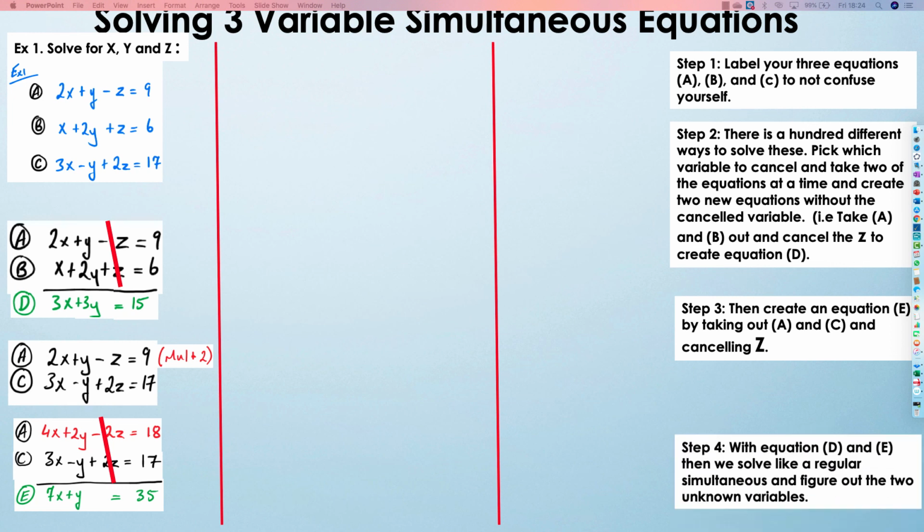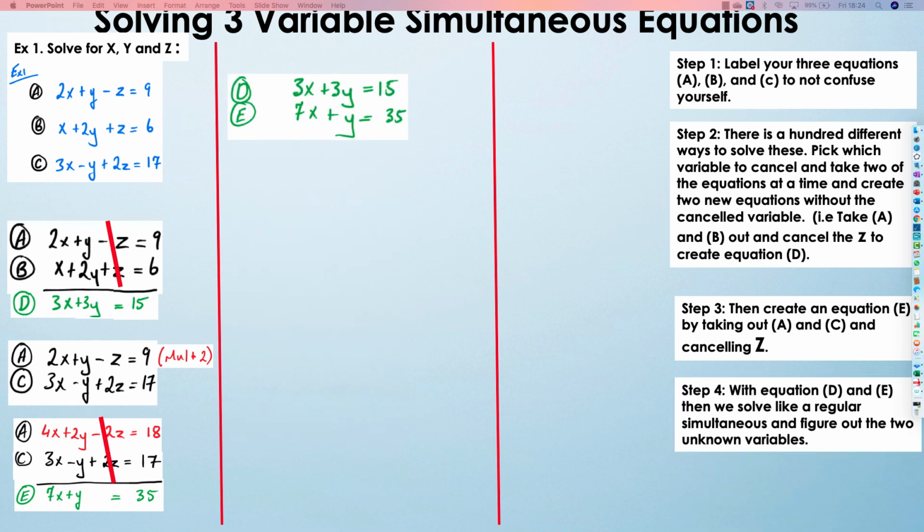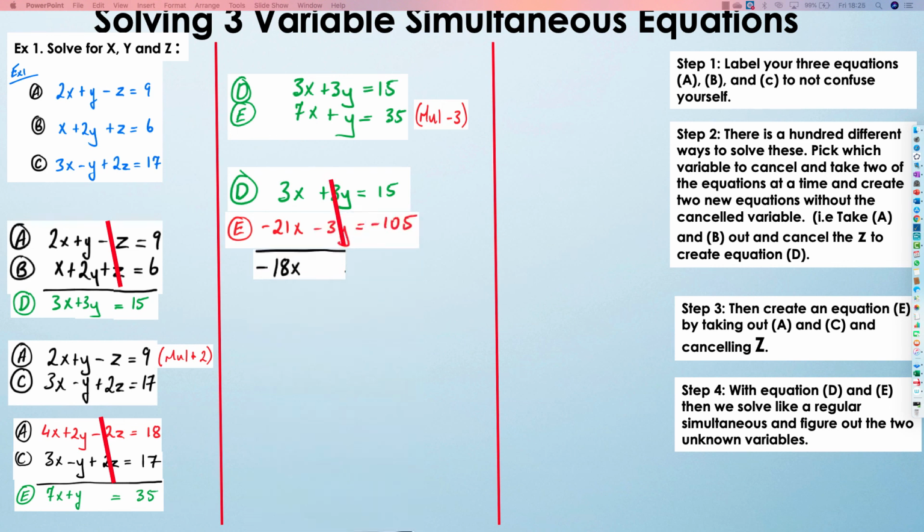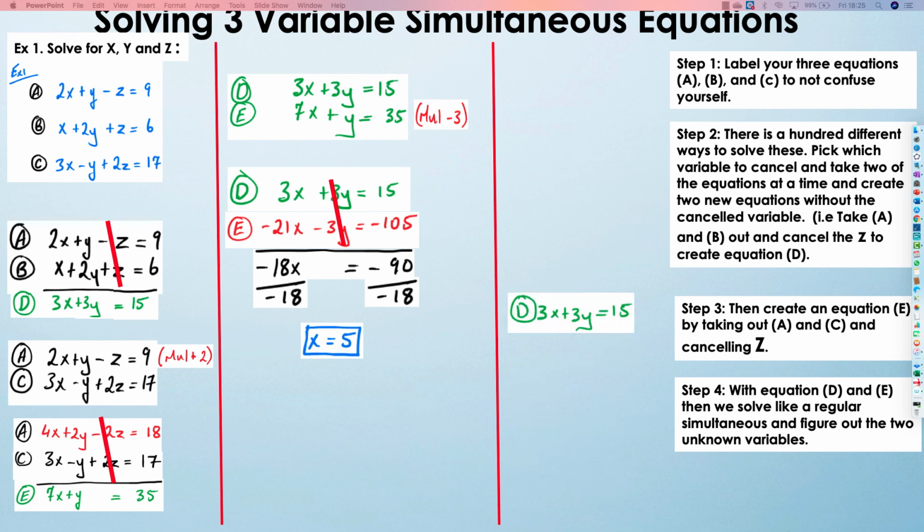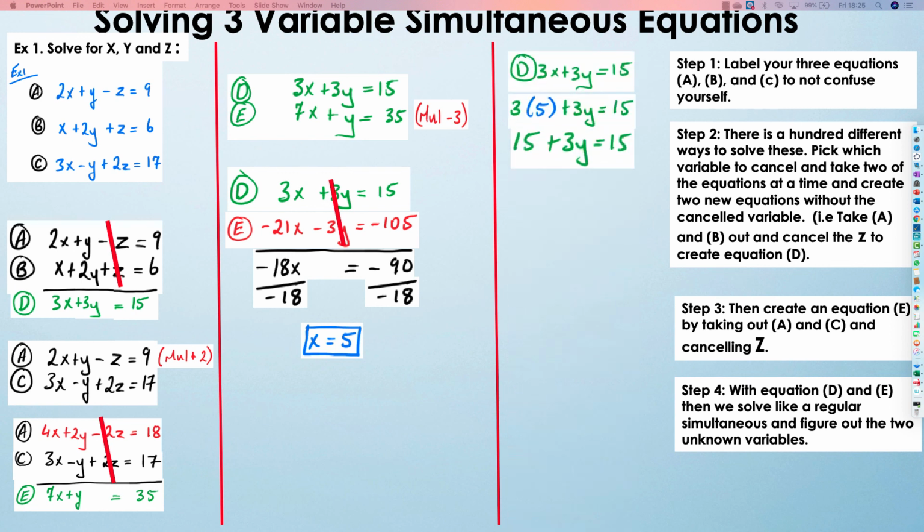Up to the top, multiply my bottom line by minus 3, exactly. 3x plus 3y is equal to 15, minus 21x minus 3y is equal to minus 105. They cancel. Minus 18x equals minus 90, x equals 5. So make my top line 3 times 5 plus 3y. 3y is equal to 15 minus 15. 3y is equal to 0. y is equal to 0.